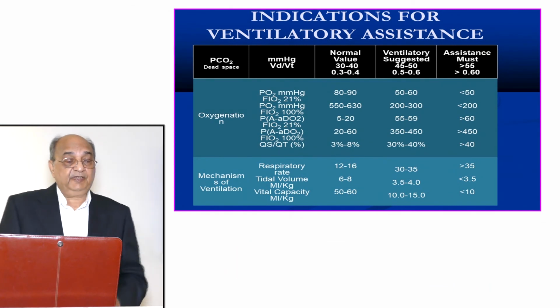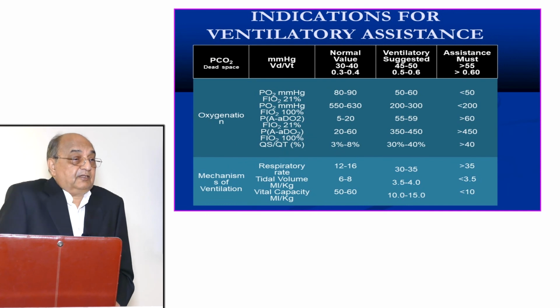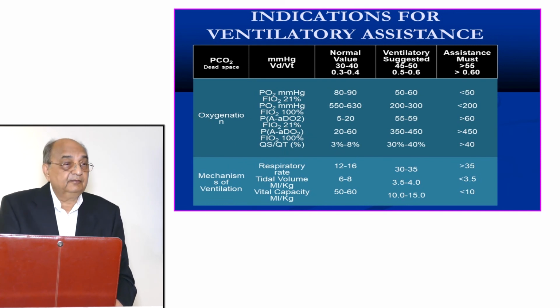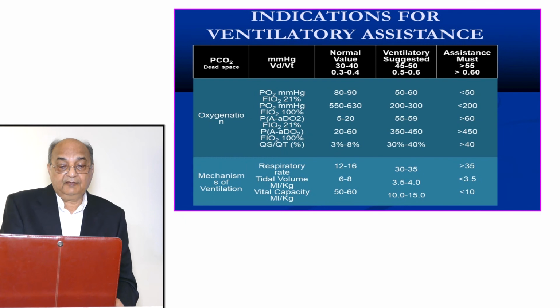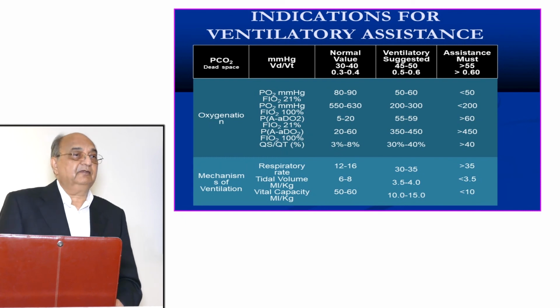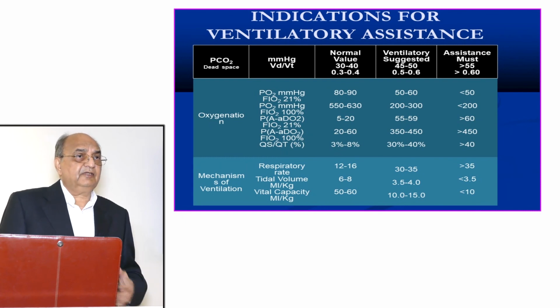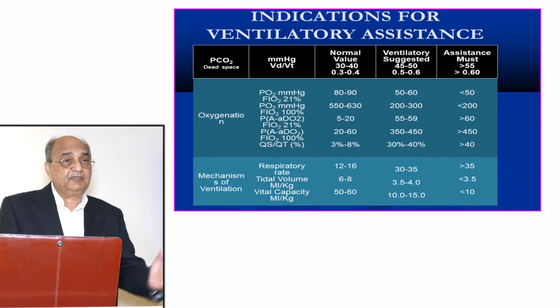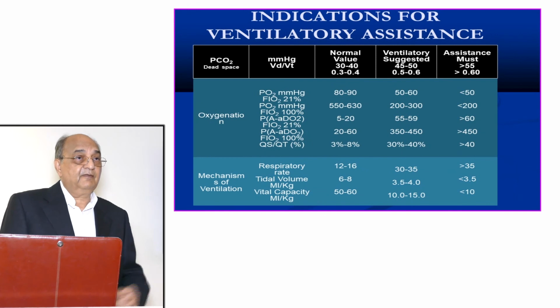When you look at dead space, the normal VD/VT is 30 to 40%. When it goes to 50 to 60%, then we start thinking that if there is another indication, we should put the patient on a ventilator. But when it goes above 60%, or 0.6, it is a definite sole indication to put the patient on a ventilator.